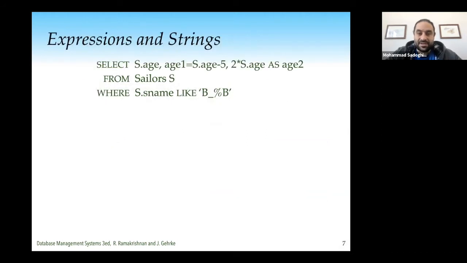A bit more syntax is that in our select clause, we could say, for example, sailor age, or we could define a new attribute into our schema to be selected. We could define this new attribute, age1, which is equal to the sailor age minus 5. Or we could say we want a third attribute, 2 times the sailor age, and we call that attribute age2. So there are 2 different ways of defining a new attribute added to the relation resulting from the SQL query.